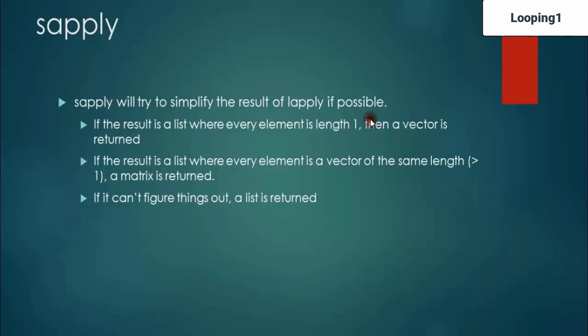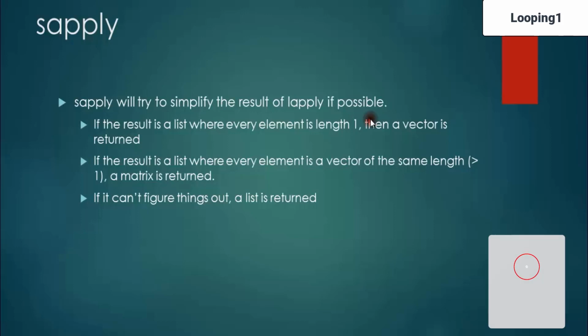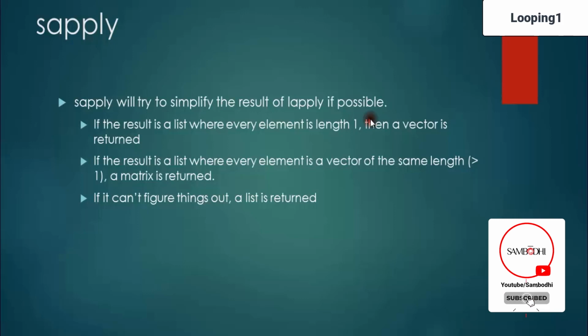So if the result is a list where every element is length 1, then a vector is returned. If the result is a list where every element is a vector of the same length, greater than 1, then a matrix is returned. So sapply is a simplification function which works on the lapply values. If it cannot figure things out, then normally a list is returned.